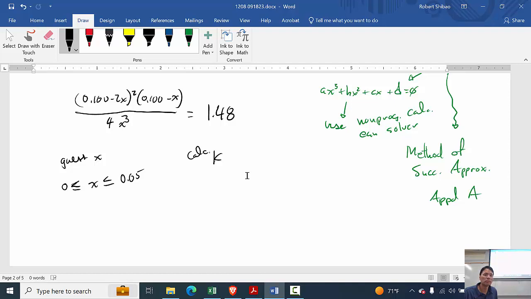Let's just go with one digit. If we go with one digit, there's less punching in the calculator. And so 0.03. 0.03, okay, try that. And so if x equals 0.03, then what do I get for this expression here? K is going to equal, and so just plug it in.